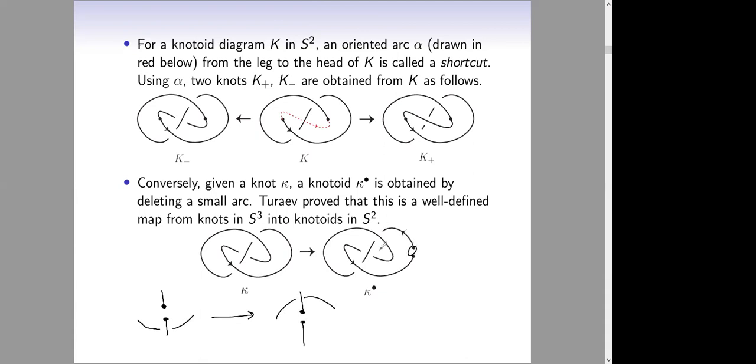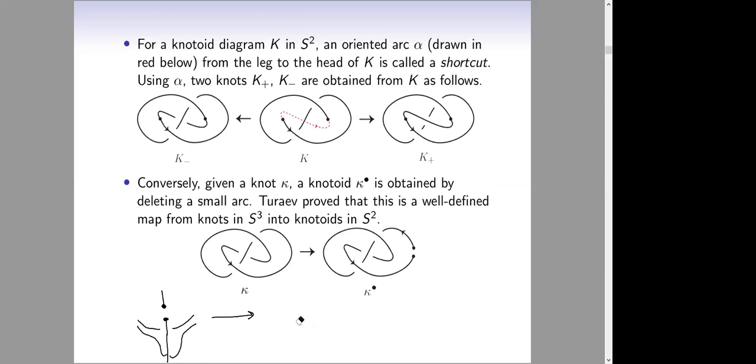So if we can do this operation, then it doesn't matter where we choose this deleted arc. You can slide it through the crossings, and it will give you the same knotoid, independent of the choice of the deleted arc. So how can we do this? Well, you can imagine that I can extend this further and further on the sphere. If you extend this further and further on the sphere, it will eventually come back from the other side of the sphere. So it will look like this.